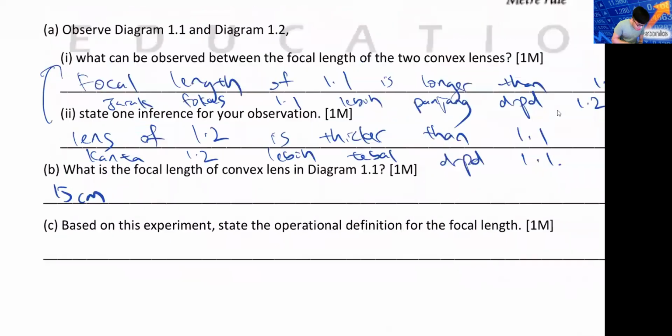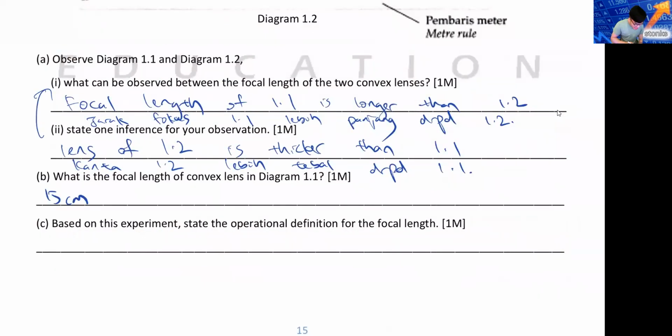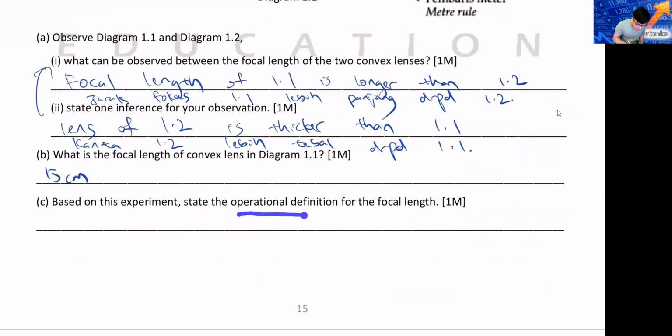Okay, C, based on this experiment, here comes. State the operational definition for the focal length. Many people are still confused. Sir, what is operational definition? What is definisi secara operasi? Yes, this is a bit hard, but there's a formula for it. Follow my formula. How do you write operational definition? They want the operational definition for focal length.